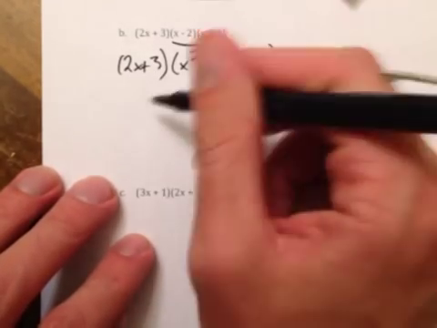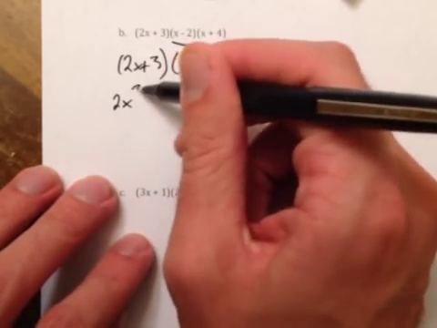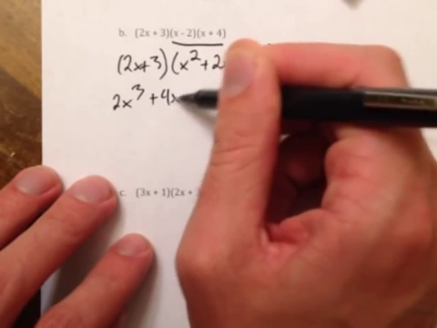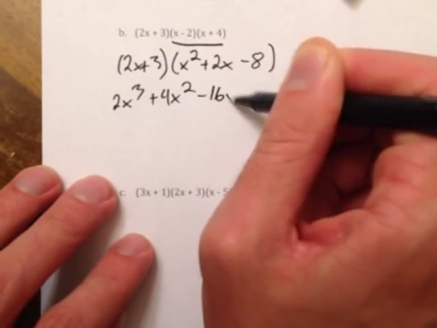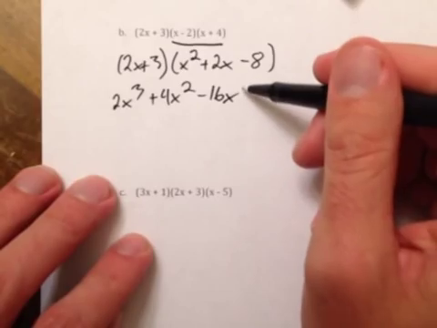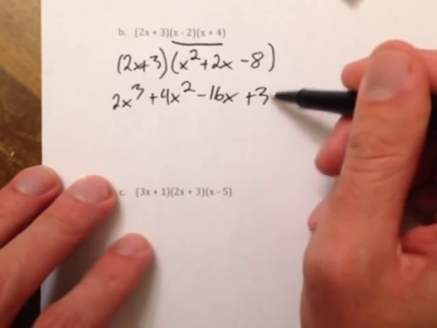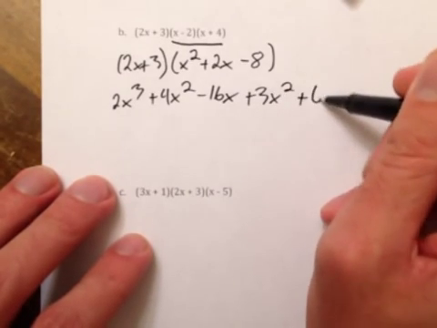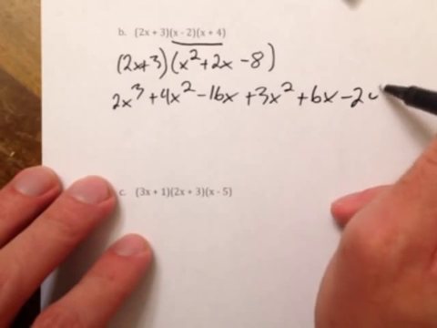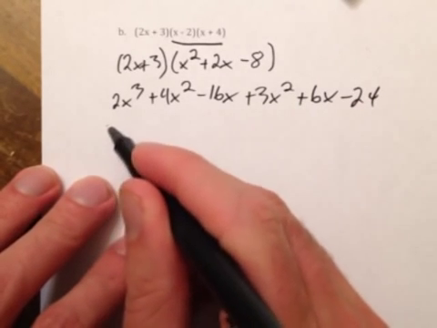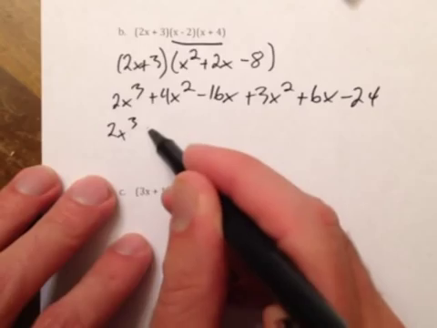Okay, so now I'm multiplying through my 2x. And there's what I get. Multiply through by my 3. And combine some like terms.